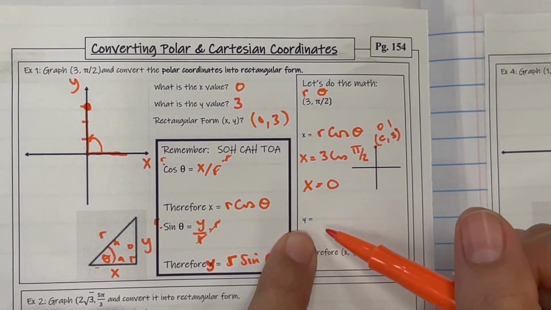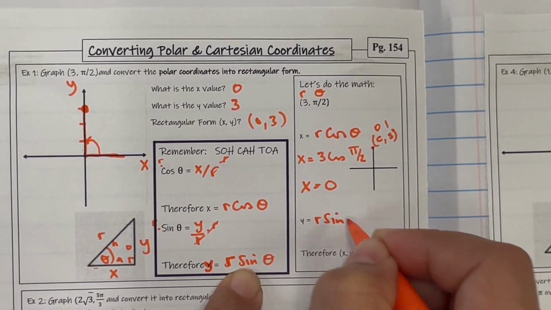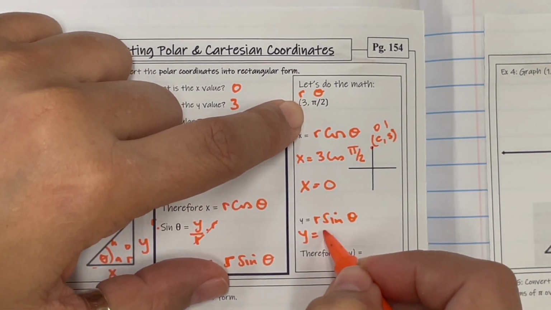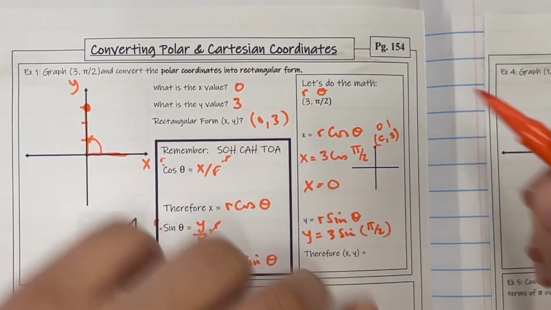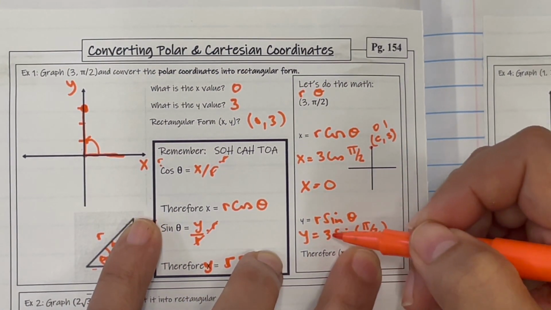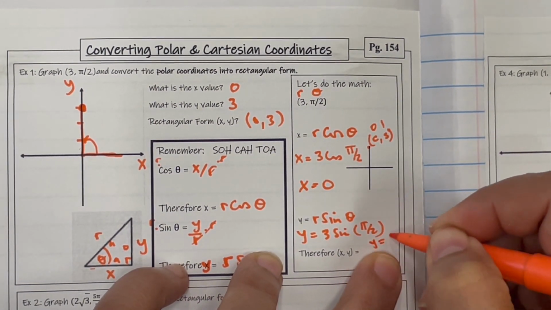All right, what about y? We know that y is r sine theta. Okay, so y is equal to the radius, which is 3, sine of pi over 2. We know that sine of pi over 2 is 1. So this is 1. 1 times 3 is 3. So y is equal to 3.